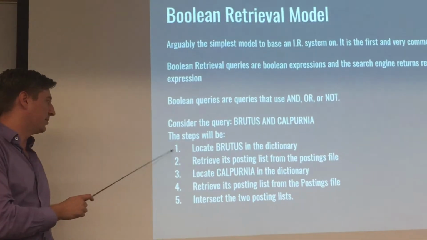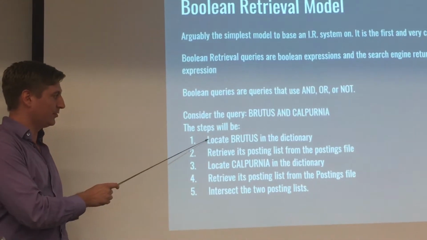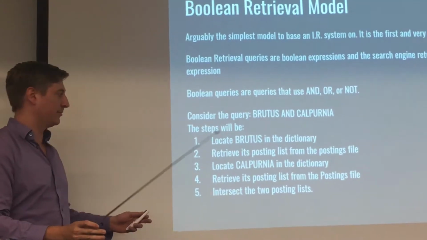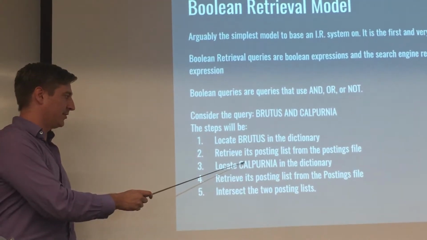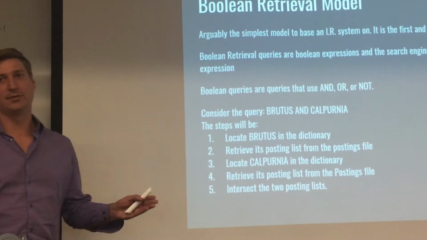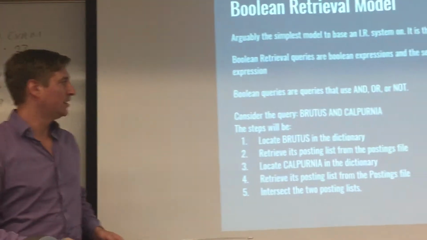So this is the basics of how it works again with a postings list. It will locate Brutus in the dictionary, retrieve its postings list, get everywhere that it occurs, then locate this other word from the postings list, and then merge them together, and then we have a list of all the documents where it occurs.